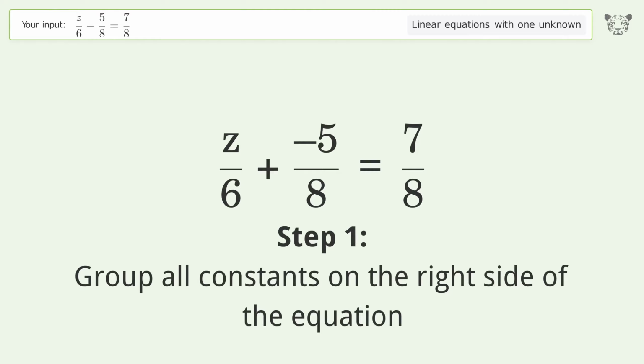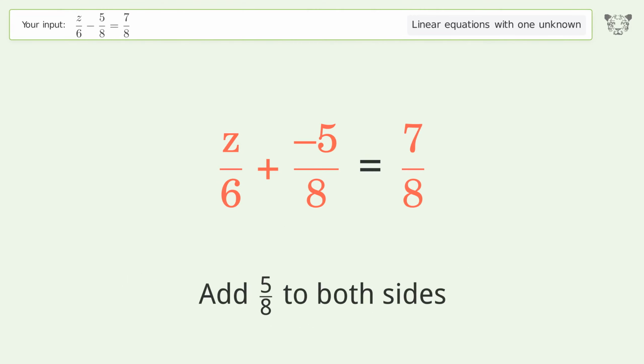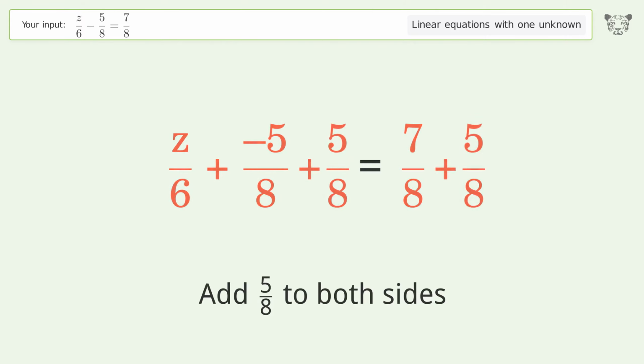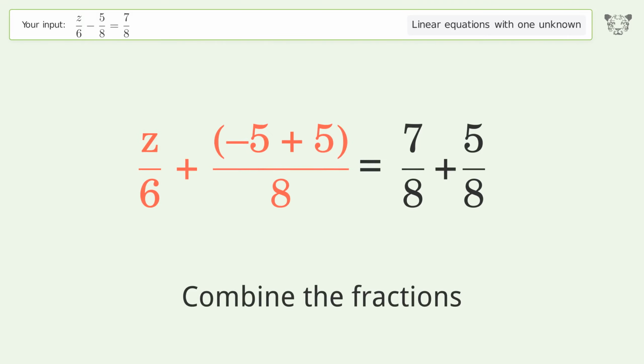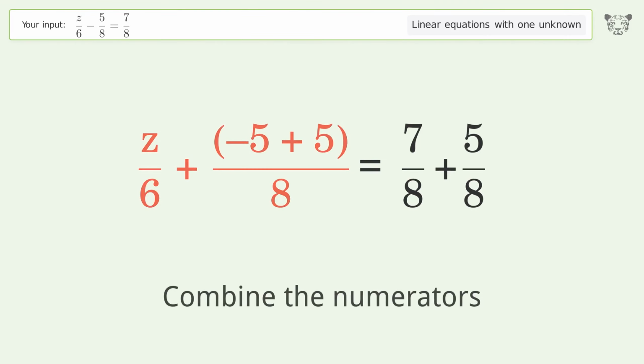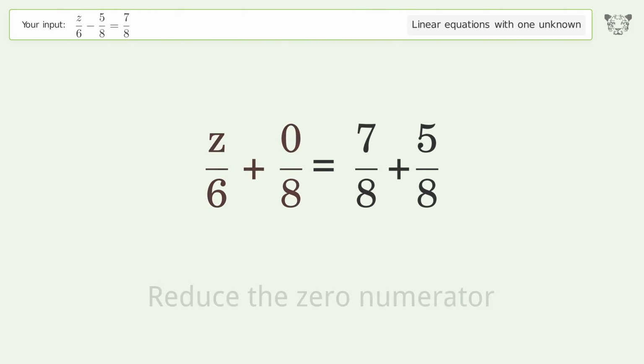Group all constants on the right side of the equation. Add 5/8 to both sides. Combine the fractions. Combine the numerators. Reduce the zero numerator.